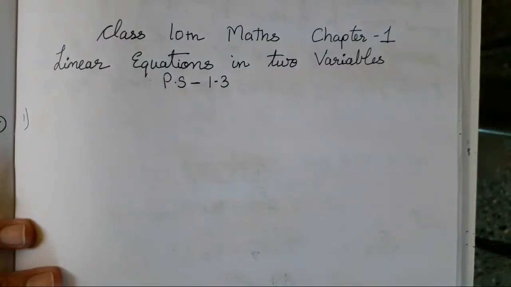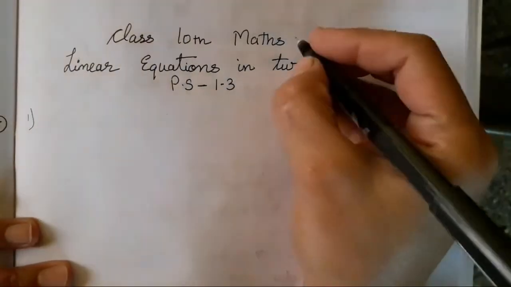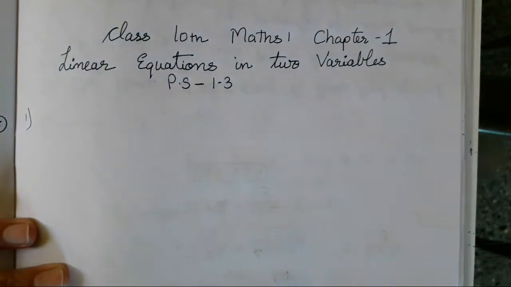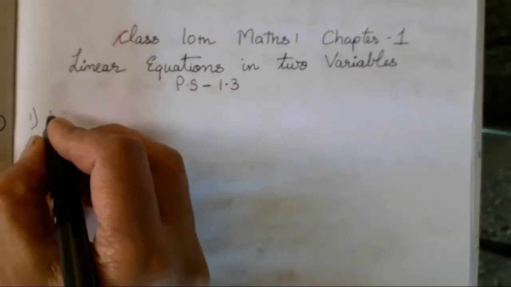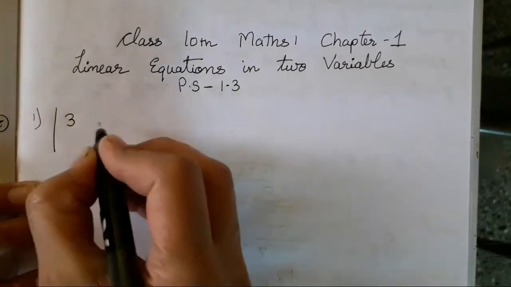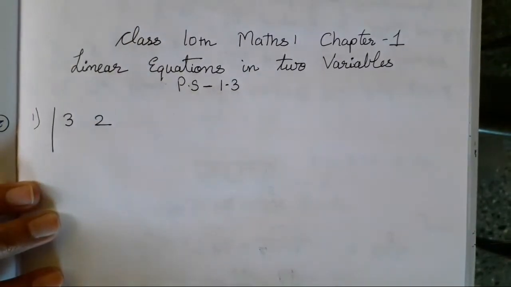Hello everyone, today we are going to do class 10 maths part 1, chapter number 1, linear equation in 2 variables, practice set number 1.3. We are going to complete it today. So let's start. First question is fill in the blanks with the correct numbers. In this video we are going to see what is Cramer's rule or what are determinants.